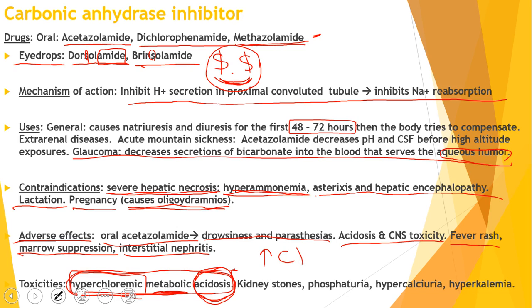Maybe what you can think is C for chlorine, and C for carbonic anhydrase, and C for carbon with the acidosis. I don't know. I'm trying to think of something that'll work, but remember hyperchloremic, too much chlorine. Also, toxicities can cause kidney stones, phosphaturia, hypercalciuria, and hyperkalemia. Too much calcium, too much potassium.